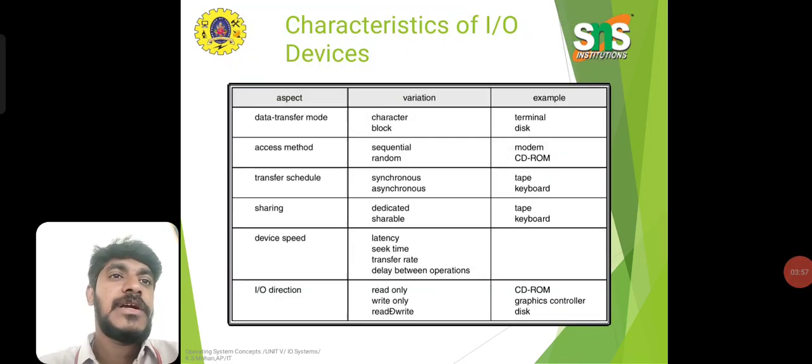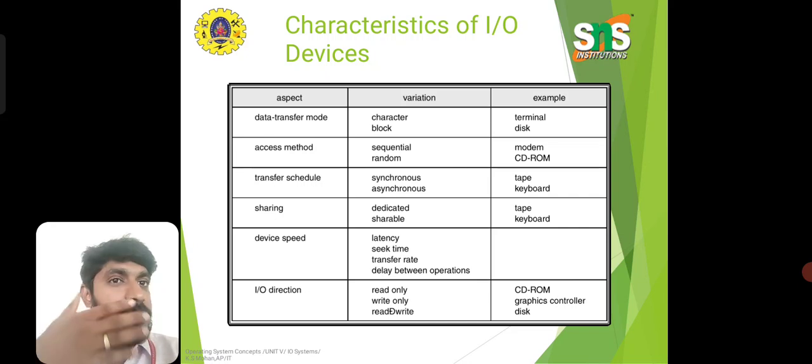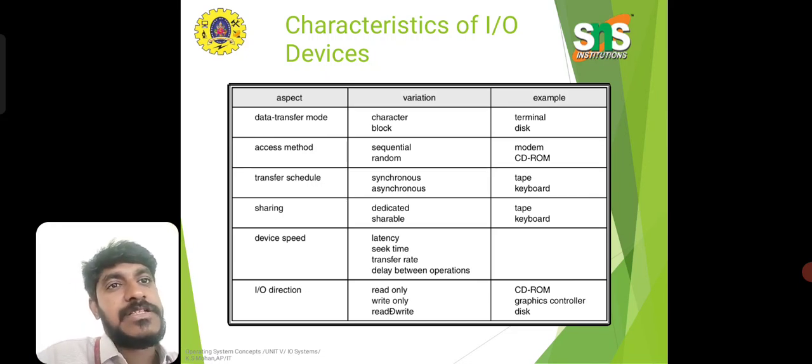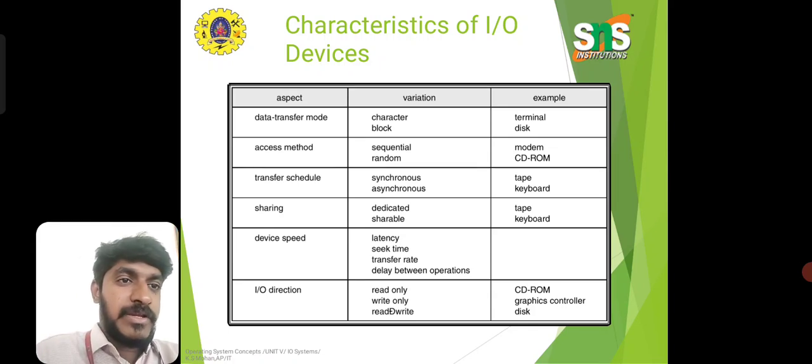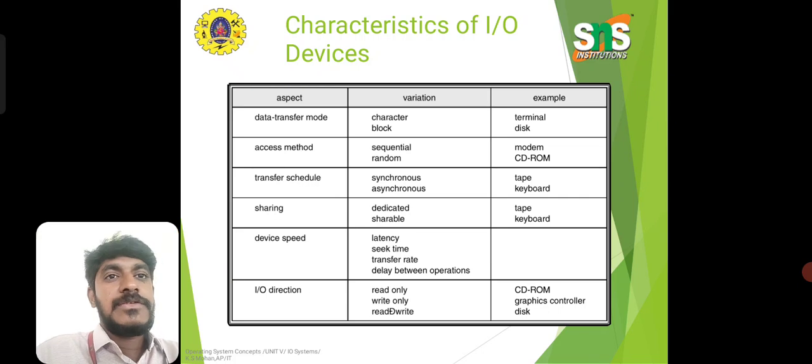Followed by the kernel structures, we have the characteristics of I/O devices. Data transfer mode: character or block, such as terminal or disk. Access method: sequential or random, such as modem or CD-ROM. Transfer schedule: synchronous or asynchronous, such as tape or keyboard. Sharing: dedicated or shareable, such as tape or keyboard. Then device speed: latency, seek time, transfer rate, and delay between operations. I/O direction: read-only, write-only, or read-write, such as CD-ROM or graphics controller.